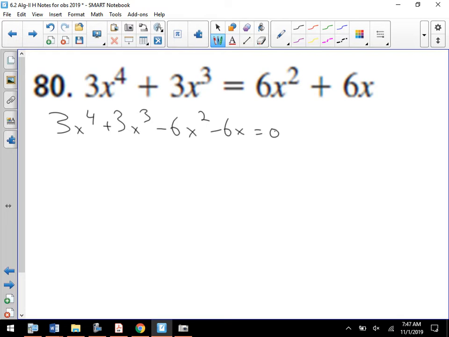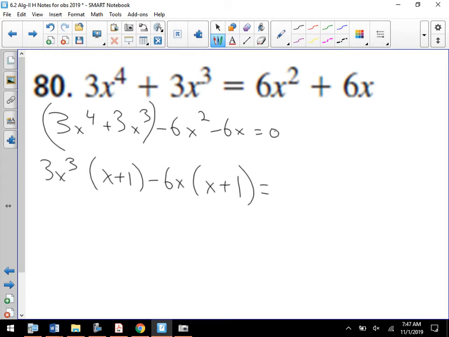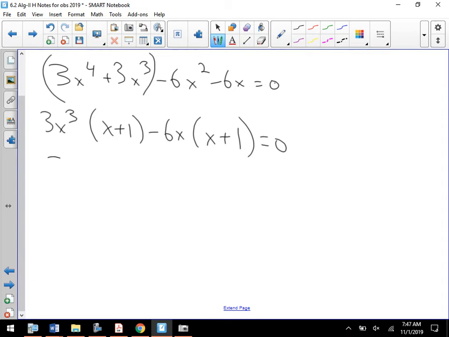Me, I saw this, and I'm like, oh, I'm just going to factor it via grouping because it'd be a little bit quicker. So I just went and grouped them. I took out the 3x cubed, and I get x plus 1. I took out the negative 6x, and I get an x plus 1. Okay? Now I have the 3x cubed minus the 6x, and then I have the x plus 1.